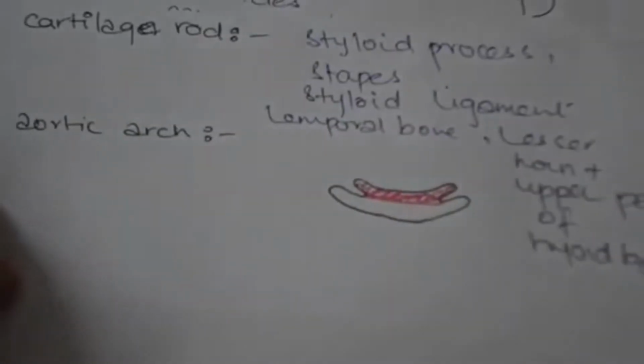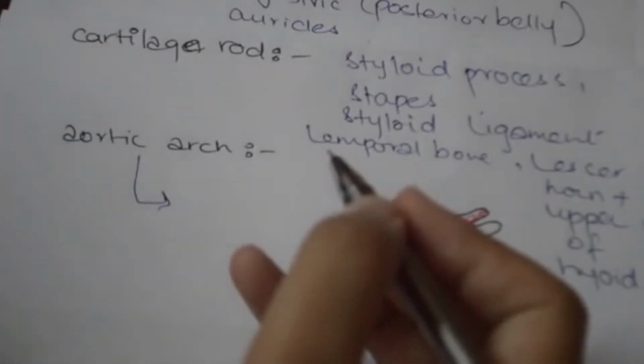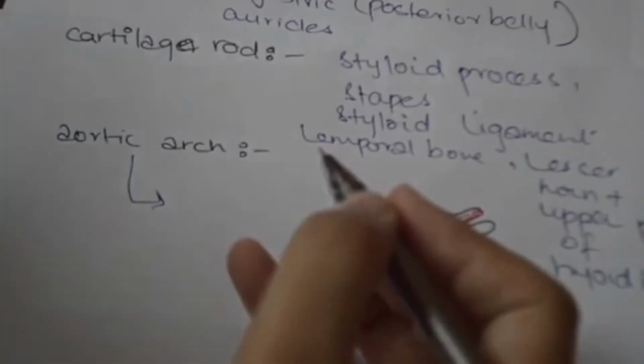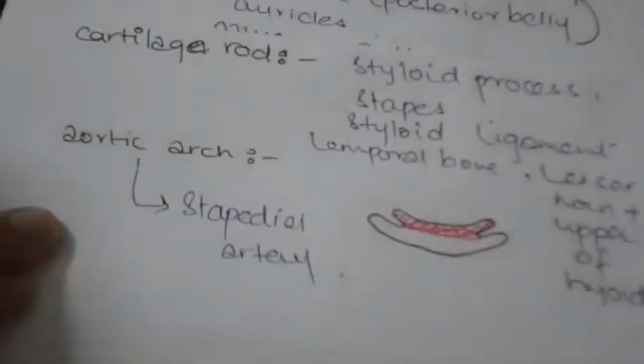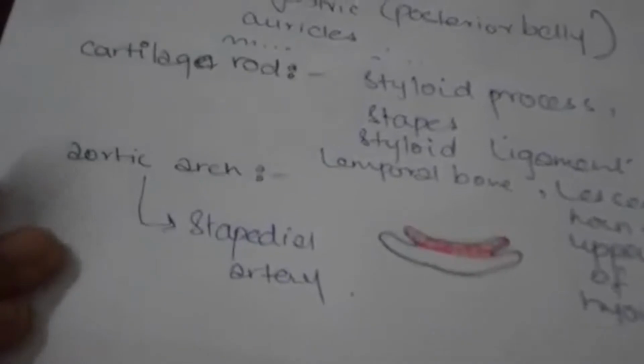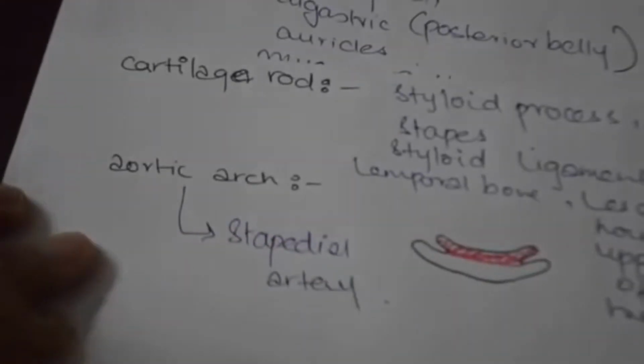Now about the aortic arch. The aortic arch of the second arch, that is a hyoid arch, is the stapedial artery. You can remember it by stapes because stapes wasn't in the previous one, the 1st pharyngeal arch, and it is over here, so you can actually remember it by this.